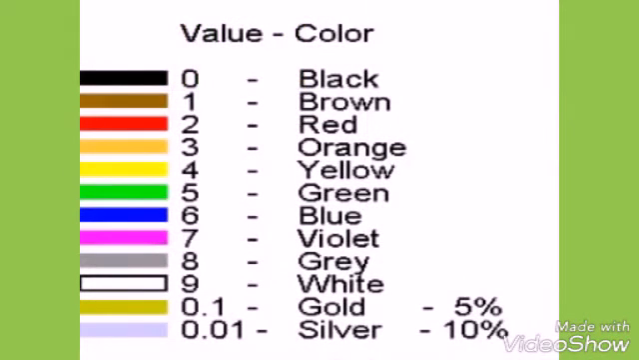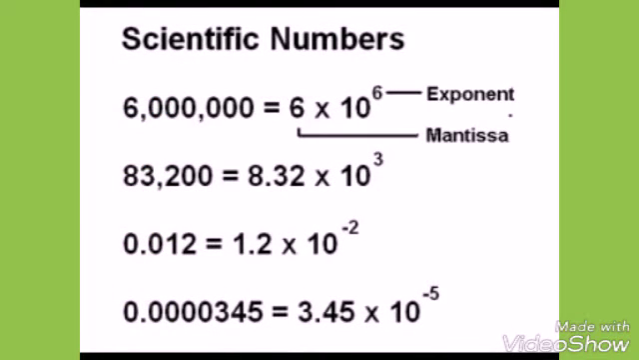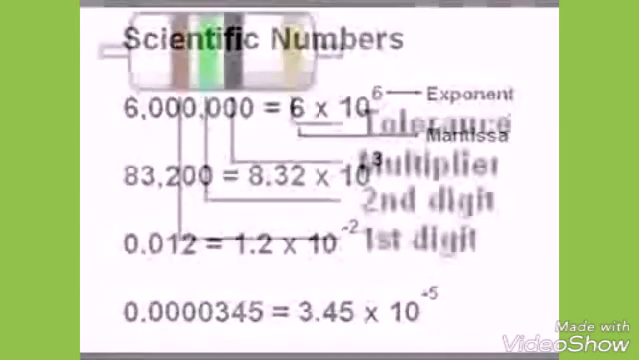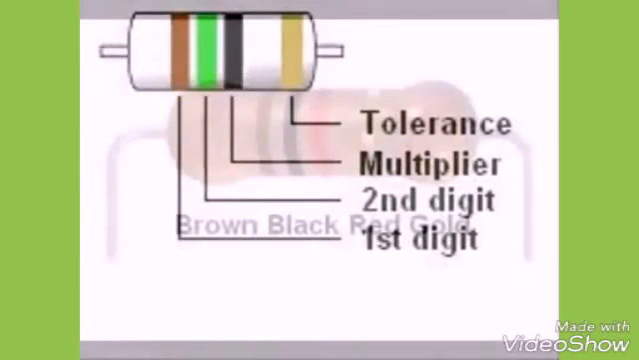An exception to this is when the third band is silver or gold. If it is gold, the first 2 digits are multiplied by 0.1. If it is silver, the first 2 digits are multiplied by 0.01. Resistor color codes are like scientific numbers with a mantissa and an exponent or power of 10. The fourth band on a 4-band resistor is called the tolerance band and is either gold 5% or silver 10%. Today 5% is a standard grade resistor.